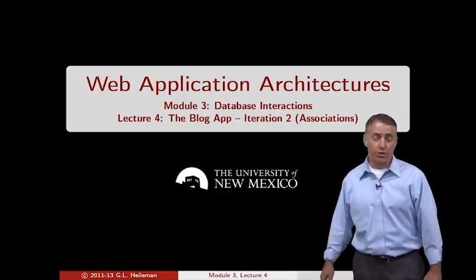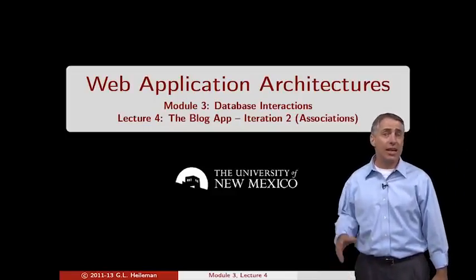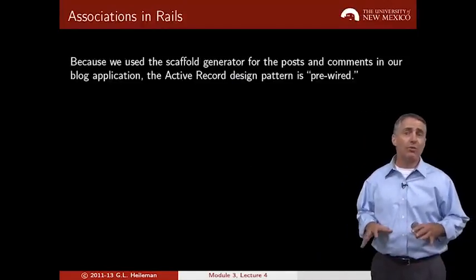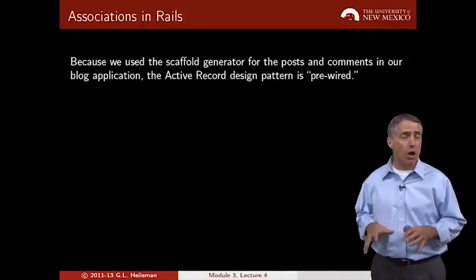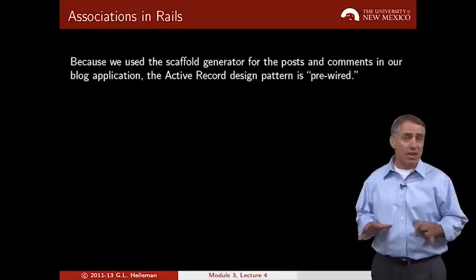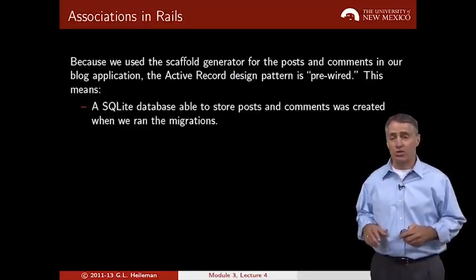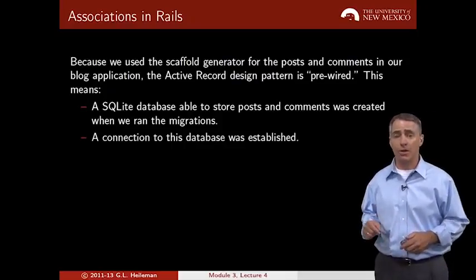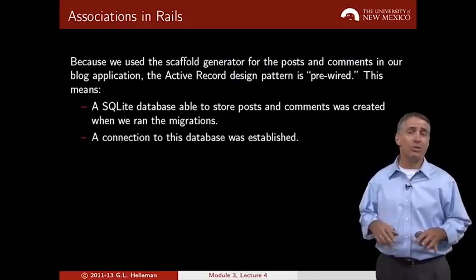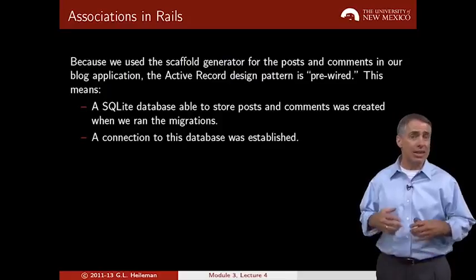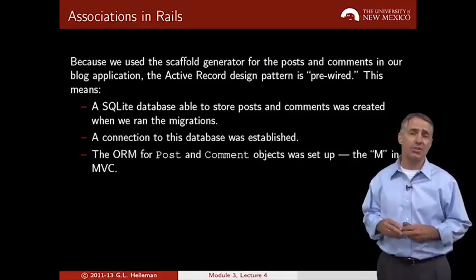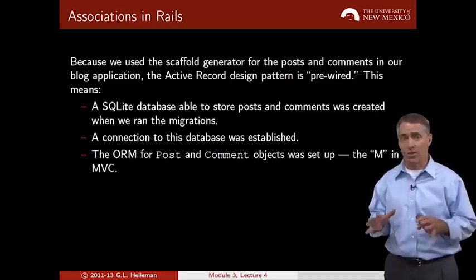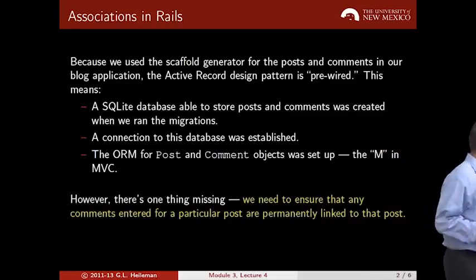Welcome to the fourth lecture in Module 3, and in this lecture we'll add associations to our blog application. Now, because we used the scaffold generator to create the comments and posts, we have all the Active Record goodness available to us. What does that mean? We've got a SQLite database where we can store our posts and comments. We've got a connection established in our database.yaml file that allows us to connect to that SQLite database, and this object relational mapping that's a part of Active Record is there for us to use.